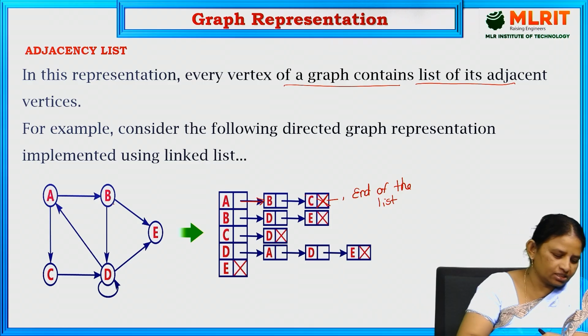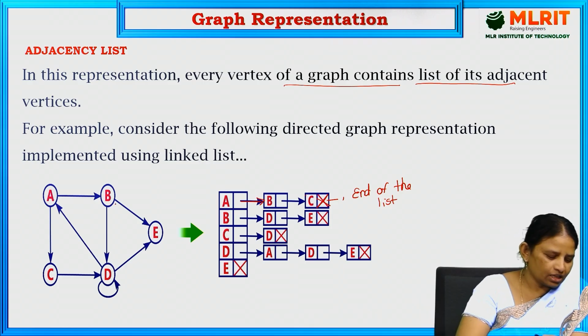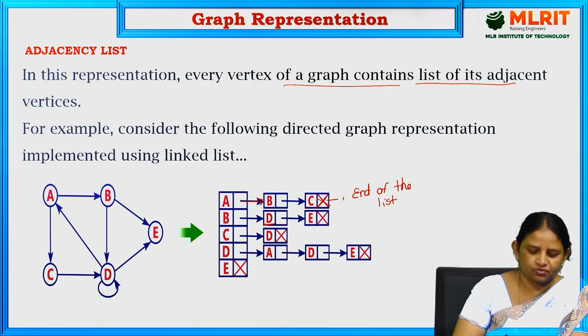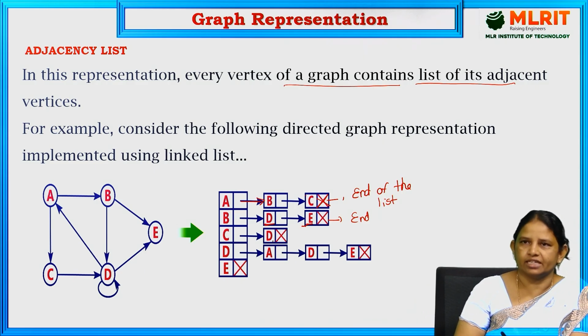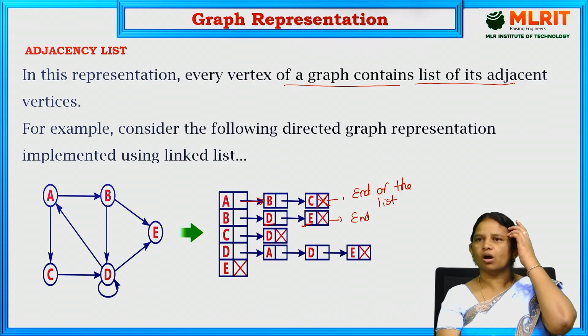Next, consider the vertex B. What are the adjacent vertices of B? D and E. D is one vertex, E is another vertex. After that, there are no adjacent vertices, so put a cross mark. That is the end of the list. Next, for C, the adjacent is D only. Write D only and put a cross mark, which means there are no more edges.